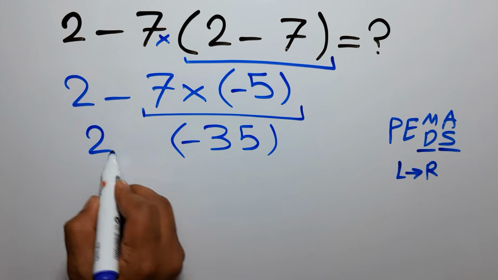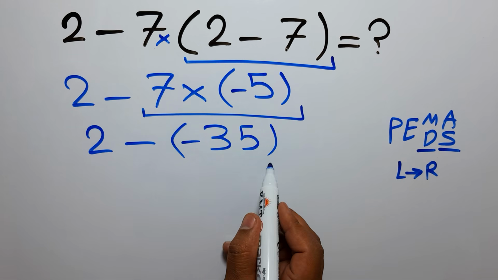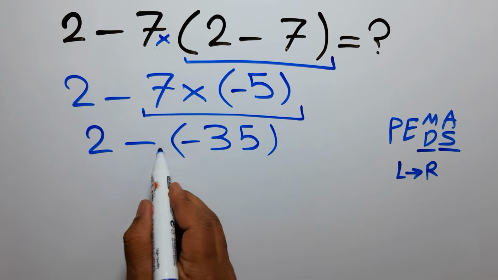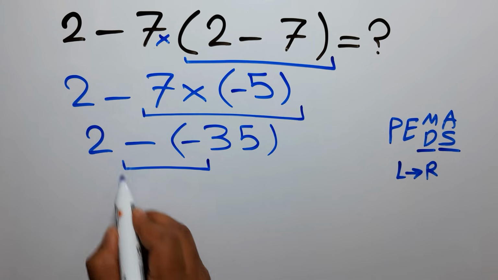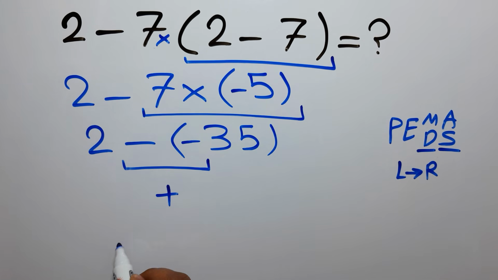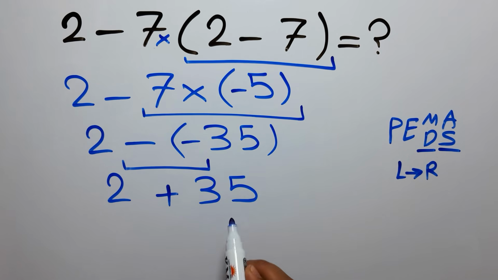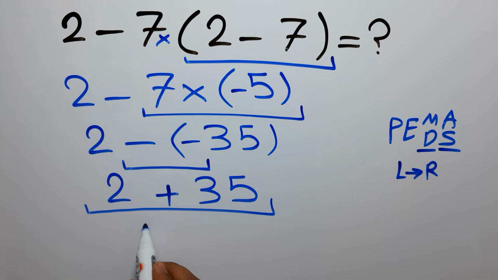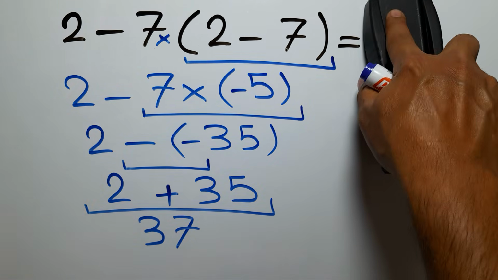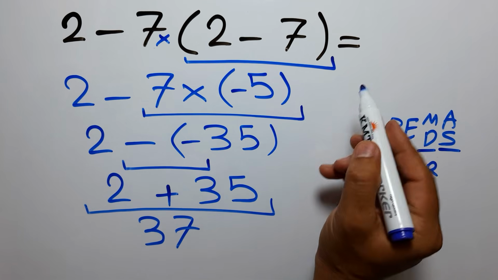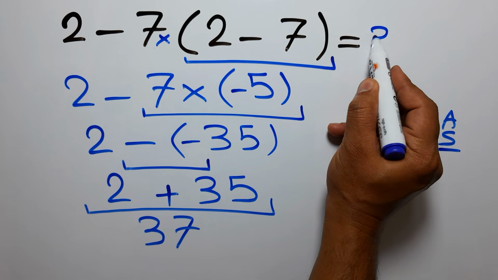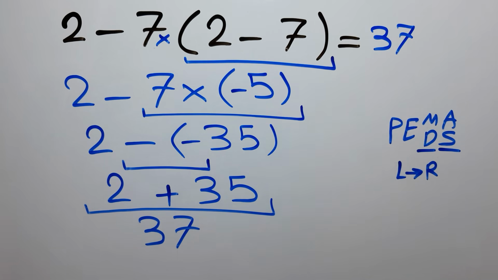So we have 2 minus negative 35. Now negative times negative gives us positive. So we have 2 plus 35, which equals 37. And this is our final answer to this problem. The correct answer is 37.